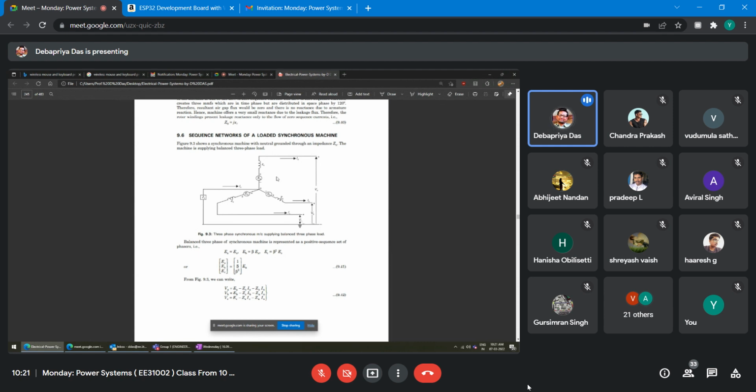The current going out of the machine is IA, IB, IC, and the neutral current is entering. So basically, IN is equal to IA plus IB plus IC. We are applying KCL at this point.